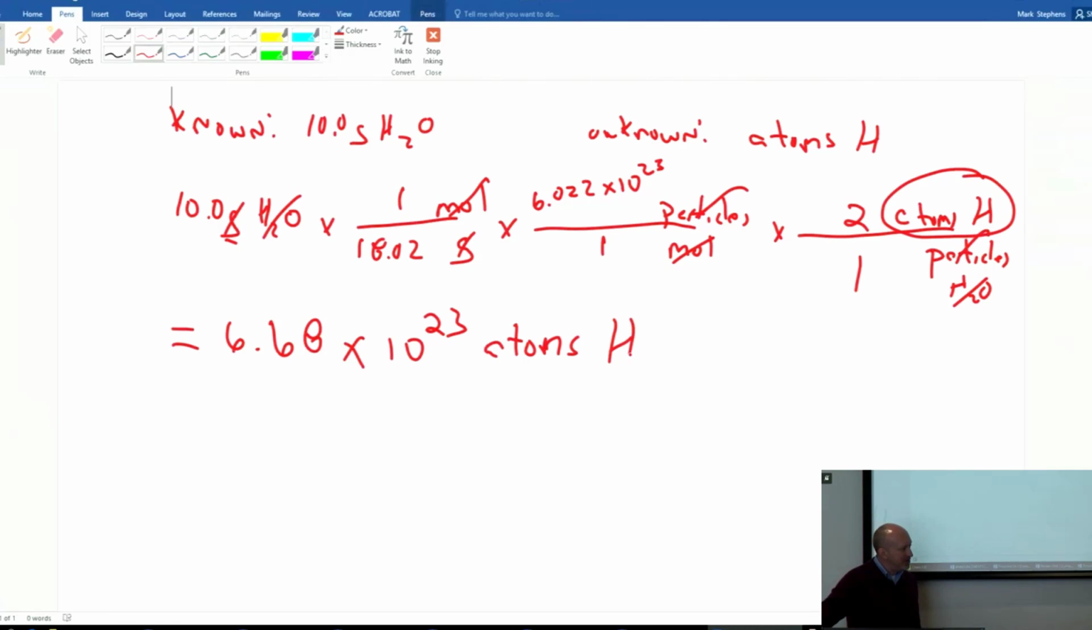How many atoms are in each compound? Questions about that? Yes, ma'am. Can you go back to number 15?